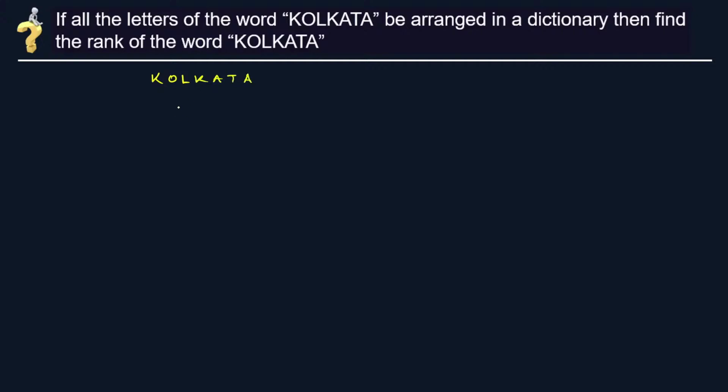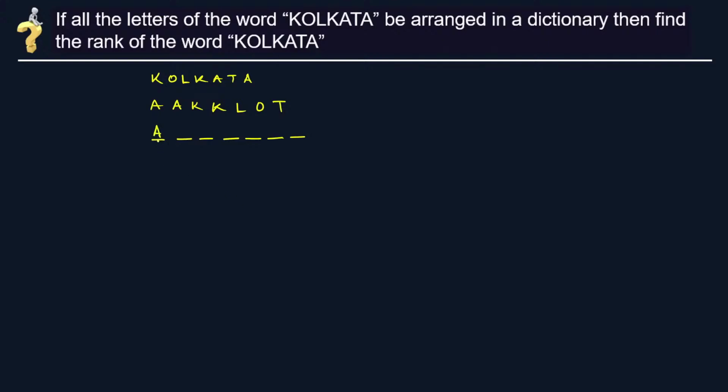So alphabetically the words will be: we are having 2 A's, then 2 K's will come, then L, then O, then T. Now, first, all the words will start with... we are having 7 alphabets, right? So all the words will start with A.